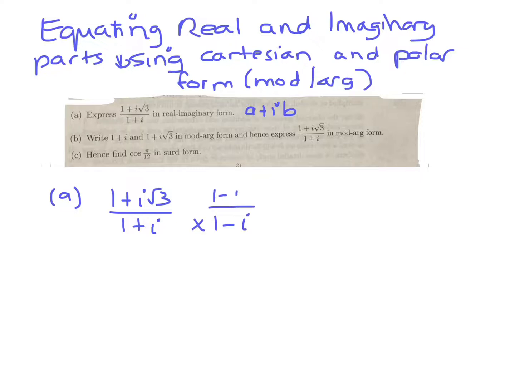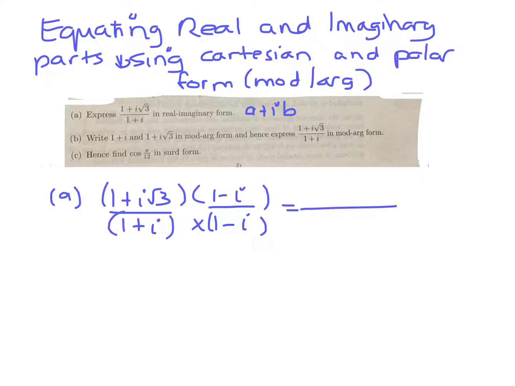Okay, just a run through on equating real and imaginary parts using Cartesian and polar form. First of all, part A, just express this in real and imaginary form. So we're going to express it in the form of a plus ib. In order to do that, we need to realise it. So we multiply by the conjugate, like it's a difference of two squares.